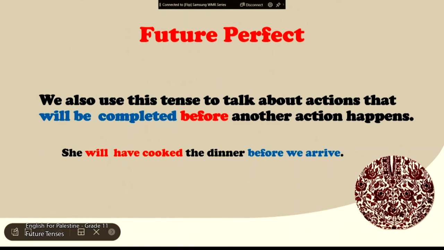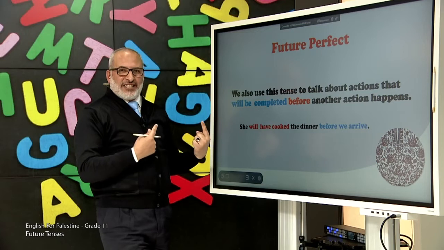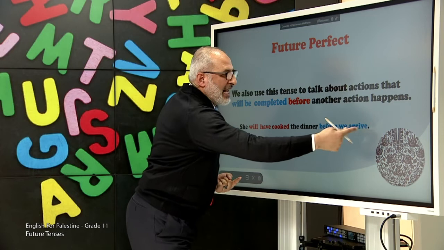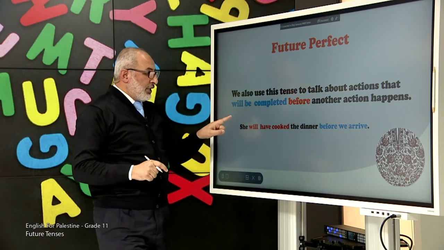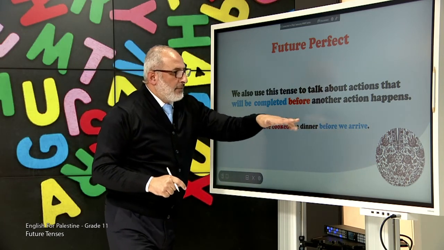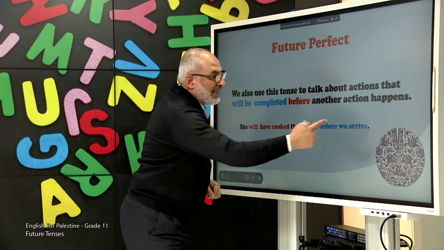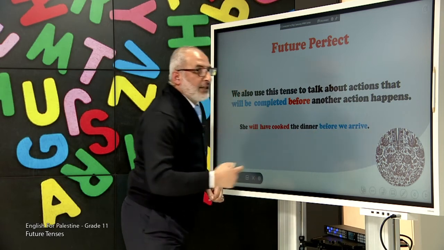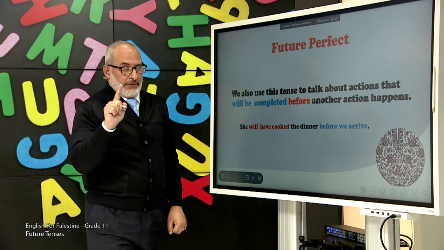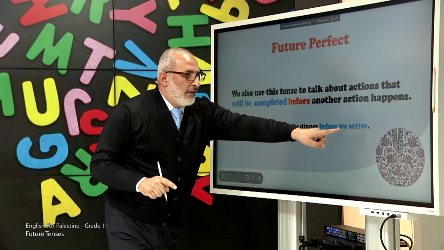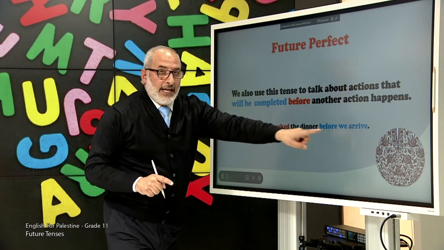Let's look at this example. She will have cooked the dinner before we arrive. So here we have two actions. The first one, will have cooked, and the second one, we arrive. So she will have cooked the dinner before we arrive. And of course, be careful about the second action in present simple, right? The first one, future perfect, but the second one, present simple, okay?